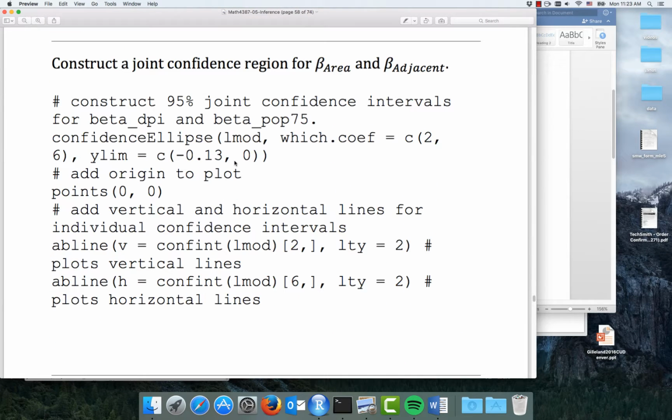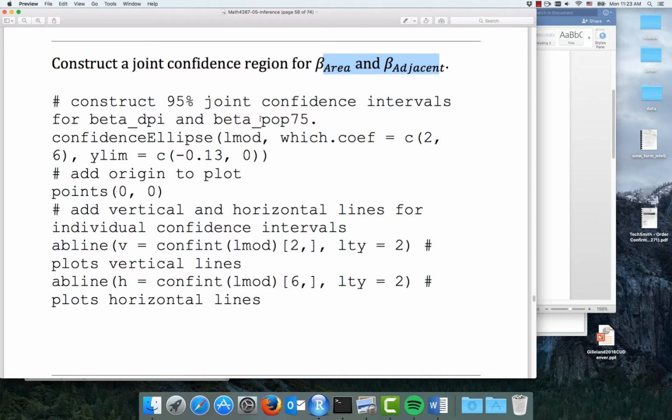Let's move on to joint confidence intervals. As I mentioned before, we have the situation where we have more than one target parameter of interest, and sometimes we want to make confidence statements about both of them simultaneously. So when we're constructing a joint confidence interval or a joint confidence region, we're stating that the values of both parameters simultaneously are going to be in that confidence region with a specified level of confidence. So we want to construct joint confidence intervals for, and this is actually off, it says beta DPI and beta pop 75, that's not correct. It should be beta area and beta adjacent. So I will adjust that in my future lecture slides, sorry about that.